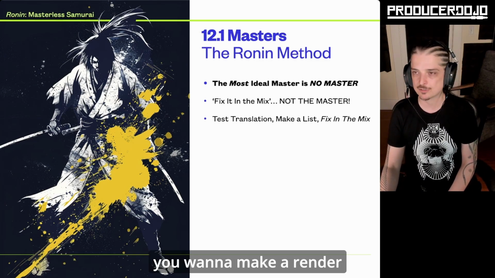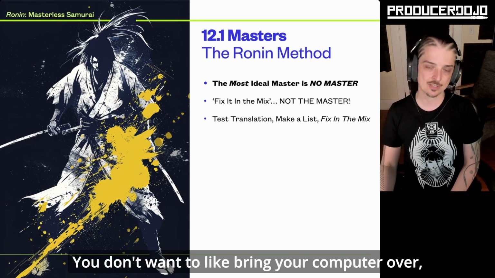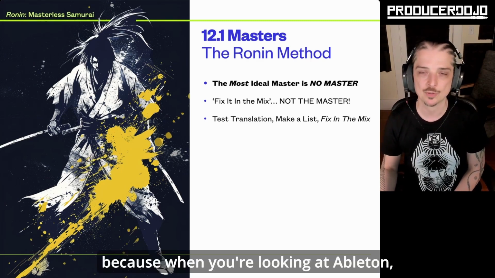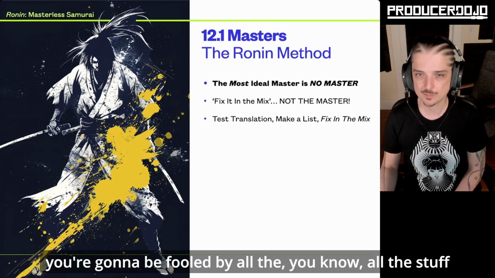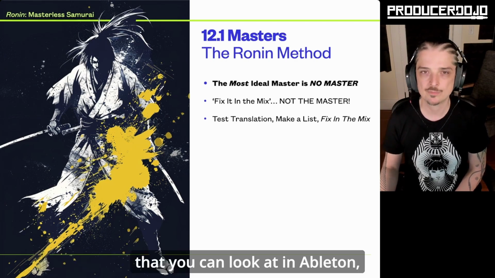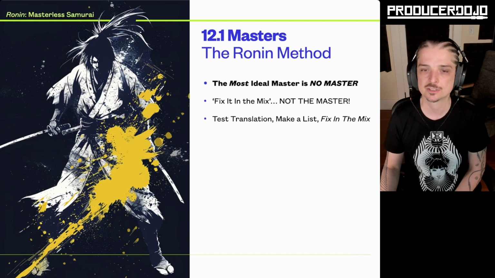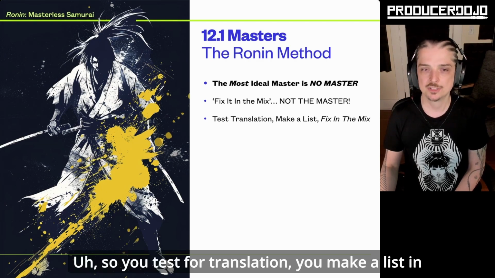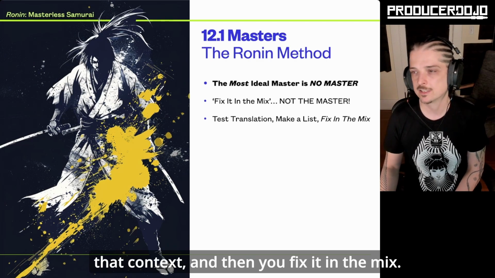When you're testing in different contexts, you want to make a render and test that render in the different contexts. You don't want to bring your computer over, because when you're looking at Ableton, you're going to be fooled by all the stuff that you can look at in Ableton. The eyes fool the ears, okay? So you test for translation, you make a list in that context, and then you fix it in the mix.